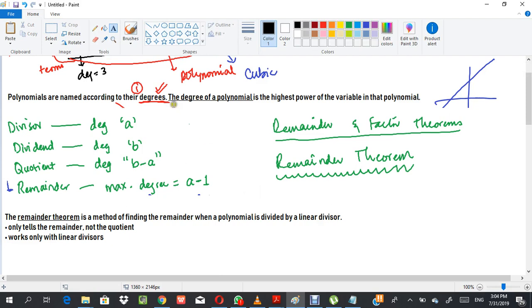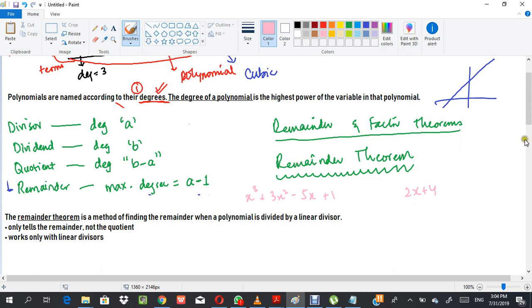So how does this work? Let's say I have a polynomial, maybe x to the power of 3 plus 3x squared minus 5x add 1, and I have to divide this by 2x add 4. Now I want to find the remainder only, let's say. So I should use the remainder theorem, because it's a very short method and it will directly give you the remainder.